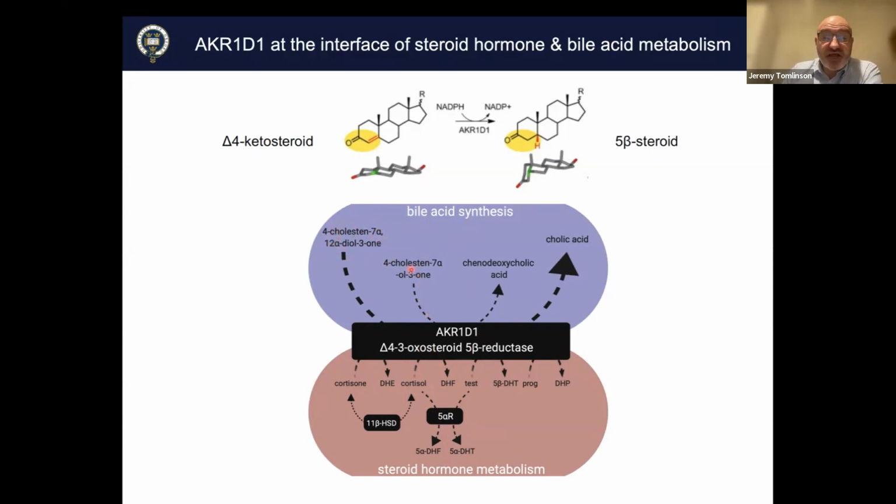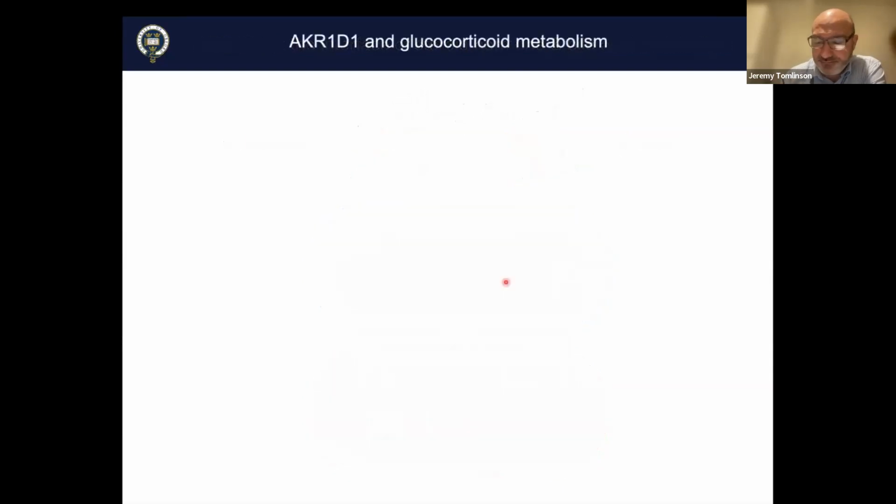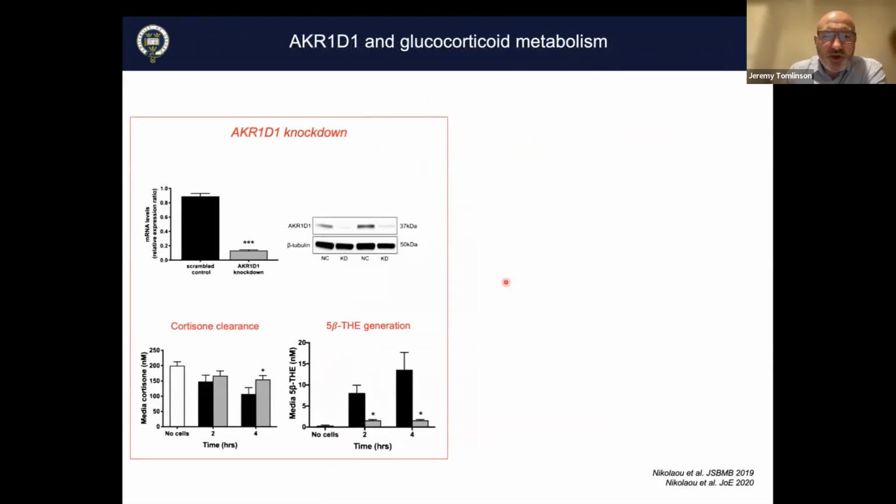These are the 7-alpha, 12-alpha cholesterol and the 7-alpha cholesterol, which are clearly important substrates in generating the primary bile acids, chenodeoxycholic acid and cholic acid. So AKR1D1, or 5-beta reductase, is a really crucial enzyme in these two parallel systems. And that got us quite interested in that it might be important for regulating metabolic phenotype in a fairly profound way.